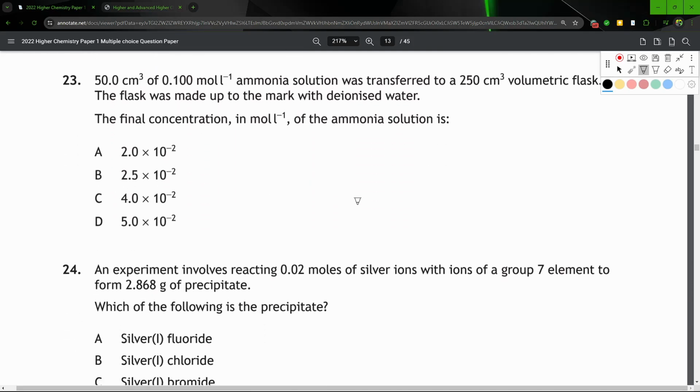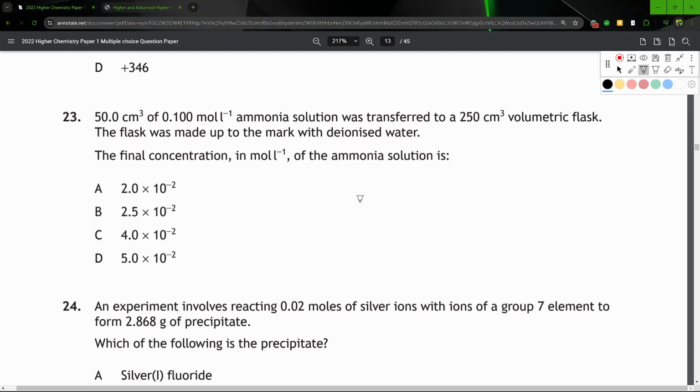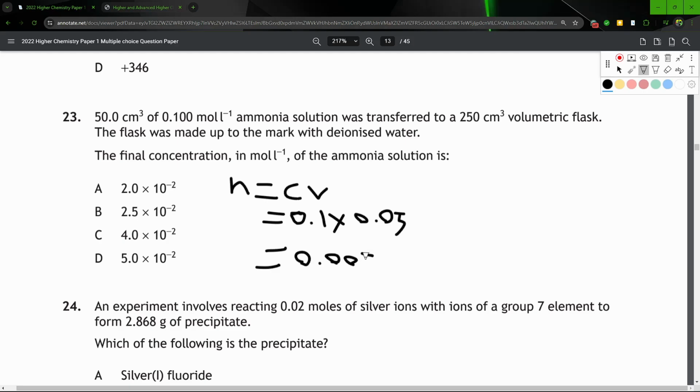We'll move on to 23 now. 50 cubic centimeters of 0.100 mole per liter ammonia solution was transferred into a 250 cubic centimeter volumetric flask. The flask was made up to the mark with deionized water. The final concentration in moles per liter of the ammonia solution is what? Okay, so first, how many moles do we have to begin with? The concentration is 0.1, and the volume is 0.05 because we're doing this in liters, remember, which means our total amount of moles is 0.005.